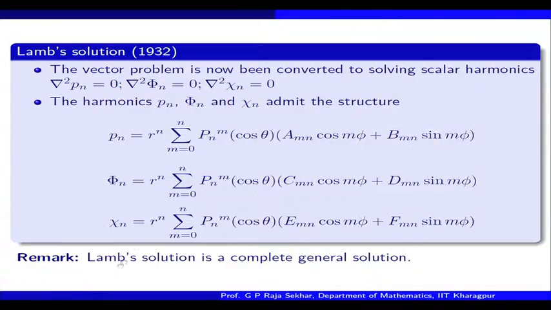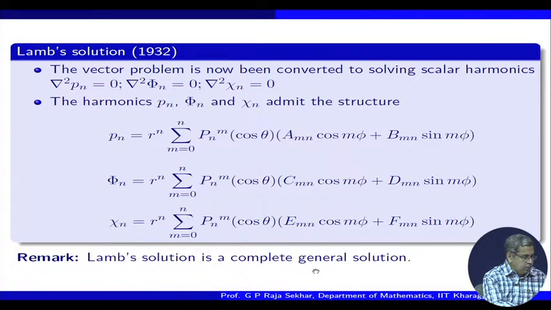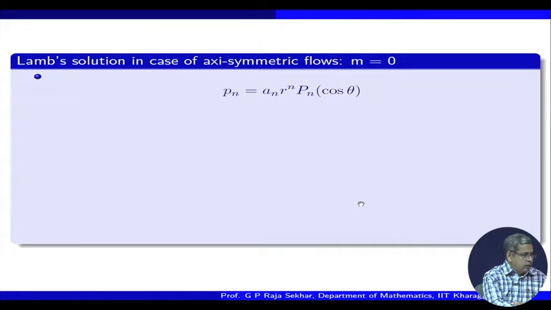Let us see more details about Lamb's solution, in particular how to control the harmonics when it is an exterior flow and when it is an interior flow. One remark is that Lamb's solution is a complete general solution. That means any given solution of the Stokes equation can be obtained from this. In case of axisymmetry, you will not expect a dependence on phi. Therefore m is 0, and then we get this structure.